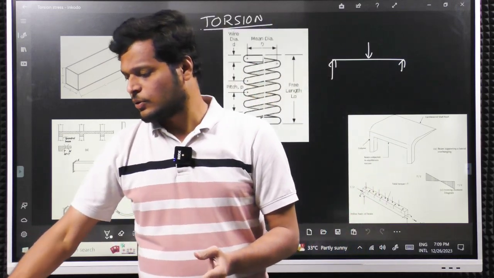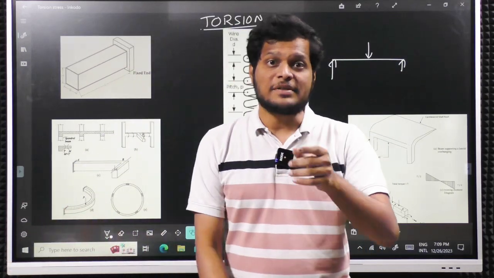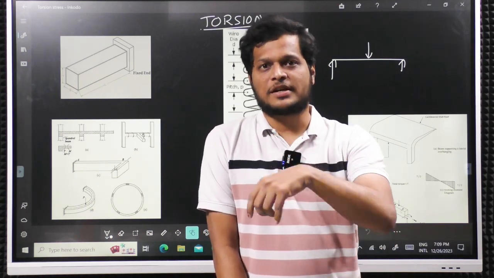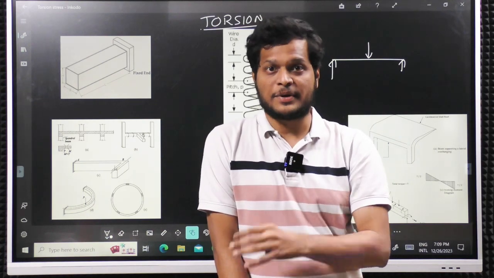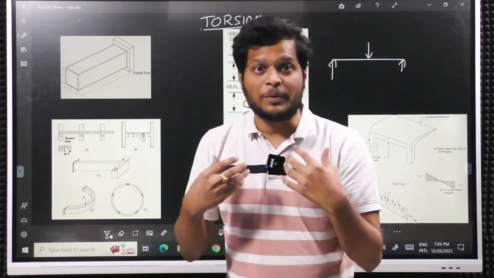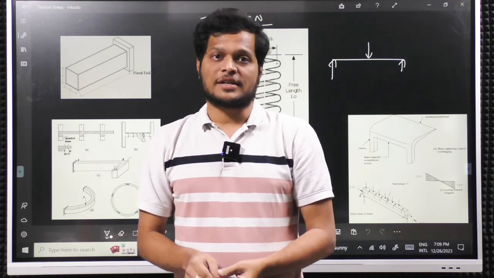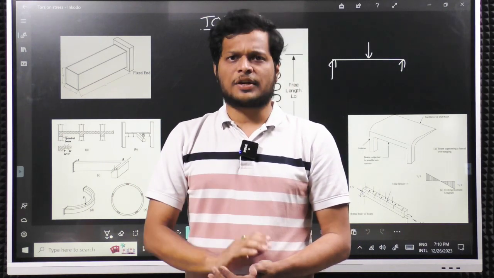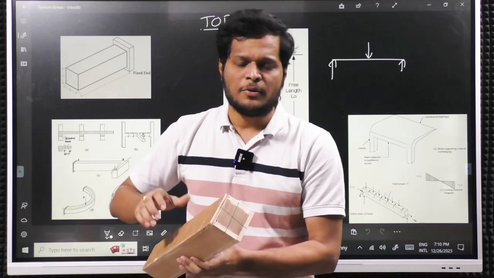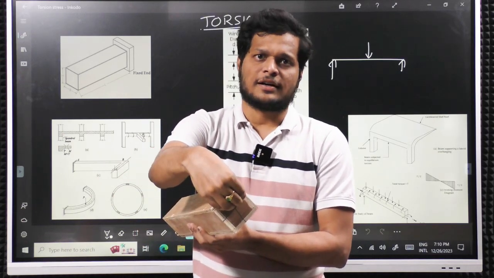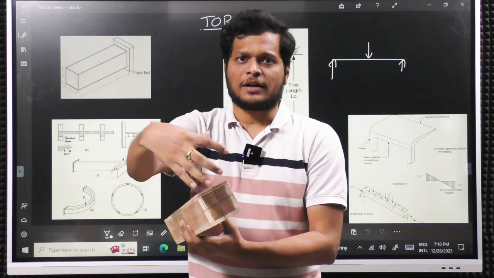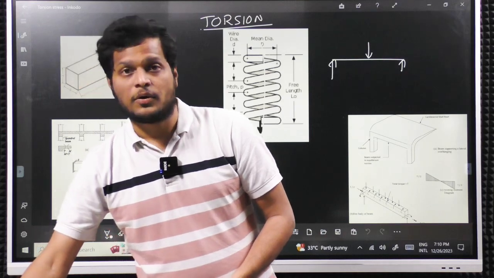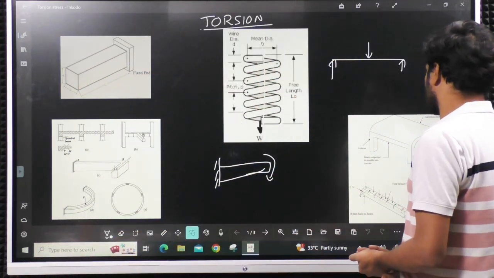Why? 1 by √2 is 0.7. 0.7 means the diamond strength is 1 by √2 times that of the square. So 0.7 times the square means I need 30% less effort. The moment required to fail a diamond section is 30% less compared to a square section, just because of rotation. Why? Because more particles are close to the center compared to the square, more particles coming closer to the center, which reduces its moment of resistance. Anyway, let's come back to the topic.